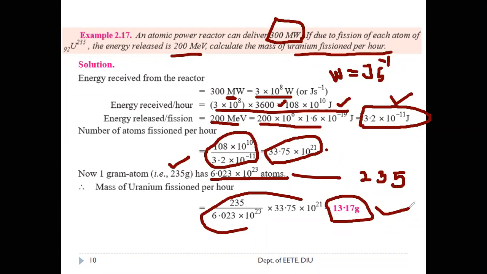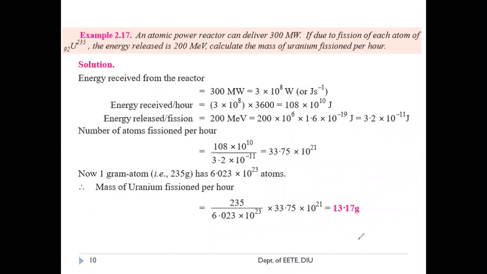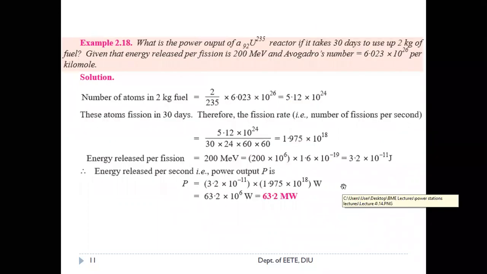But the interesting thing is that you also have to consider the risk factor. So that's why there are some pros and cons of the nuclear power station. But still people are building them, and there are nuclear power plants in the whole world. So that's it. And one more example is there, which is almost the same.